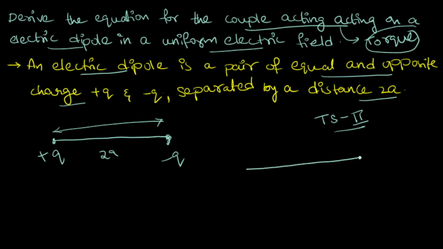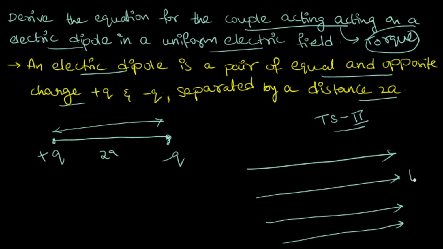Whenever you place this electric dipole in a uniform electric field, denoted with E, I am just placing this dipole in this electric field. This is the minus charge and this is the plus charge. This electric dipole makes an angle theta with the electric field. These two charges are opposite to each other, one positive and the other negative, but both are equal in magnitude.